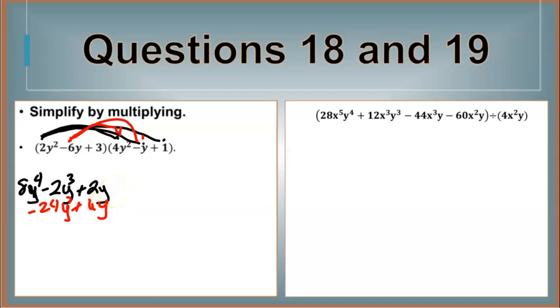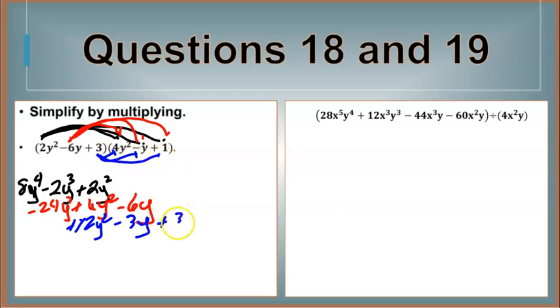This would be a negative 6y squared. And I think I forgot to put the square here, so this would be a positive 2y squared. Then we distribute negative 6y to the 1, which would be a minus 6y. And then our last one, distribute the 3, which will give us a positive 12y squared minus 3y and plus 3.